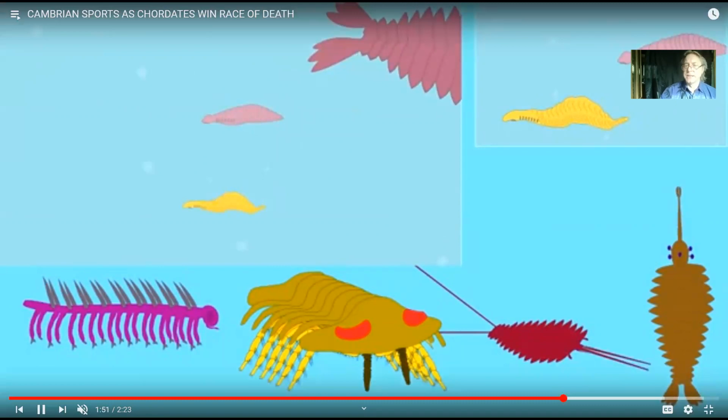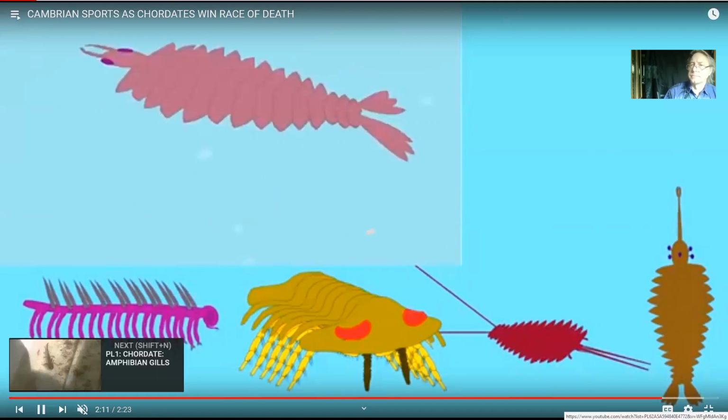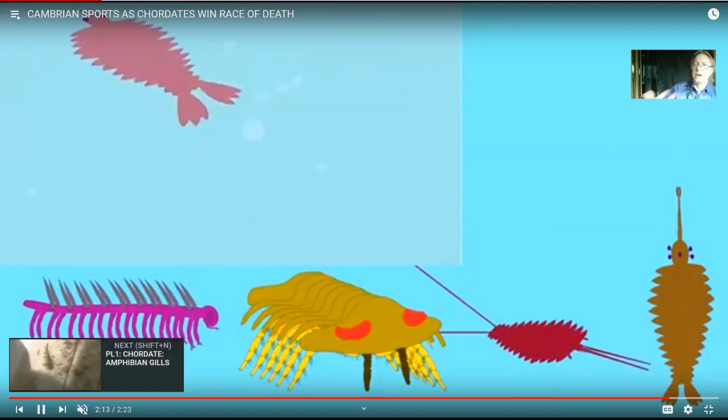So this was an advantage for the early chordates, and then some of them would then evolve into early fish. So these early chordates had gills. Fish have gills, and then tadpoles can have internal gills, and there can even then be external gills in amphibian larvae as well.